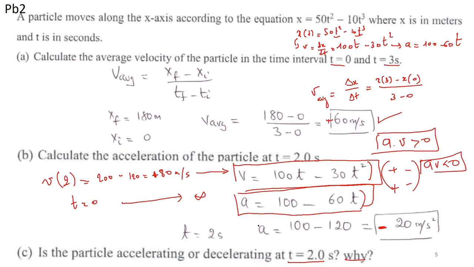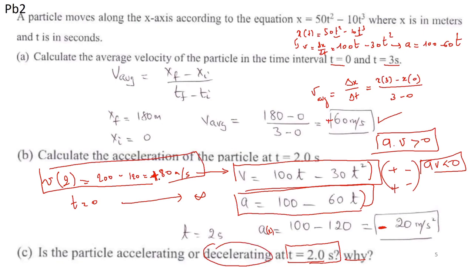Okay. C, I'm asking at time equal 2 seconds. Am I speeding up or slowing down? All you need to do is to calculate the acceleration at t equal 2 seconds. And it's minus, so it's deceleration. Not yet. Now I have to look also at the velocity. And the velocity is positive. So velocity positive means I'm moving in the positive direction, but acceleration negative. You see, the product is negative. So I'm slowing down, I'm decelerating.